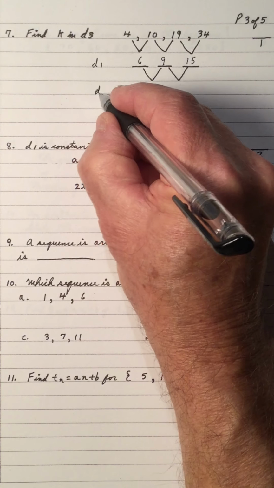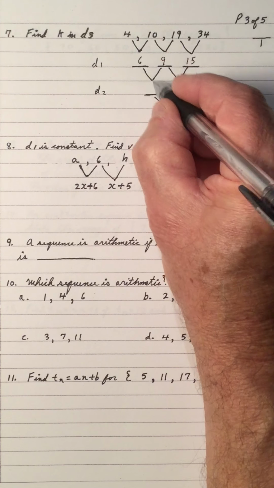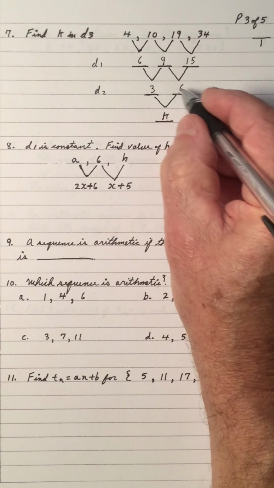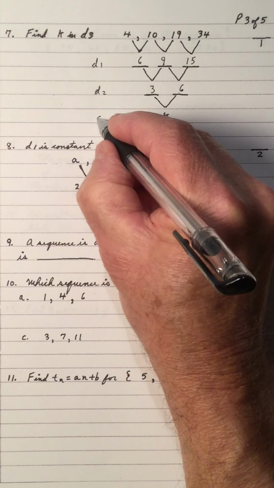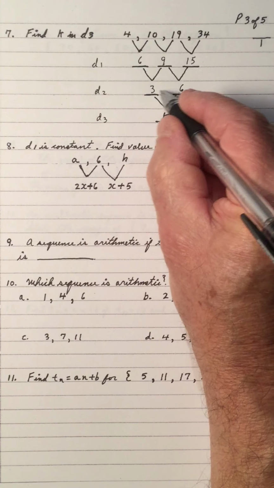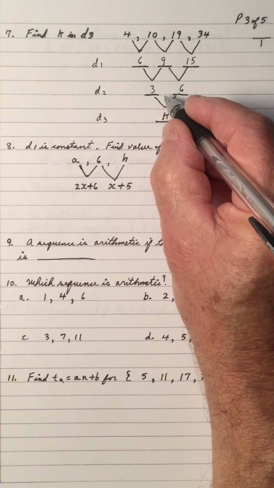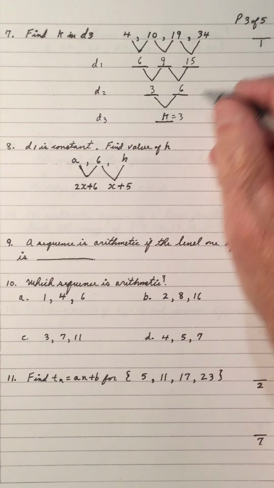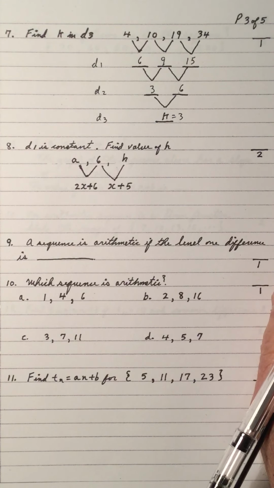This is level 2 difference. 9 minus 6 is 3. 15 minus 9 is 6. So that's D2. They're not the same. D3, if you subtract again, 6 minus 3 is 3. So K is 3. So if you have a 3 for K, give yourself a mark.